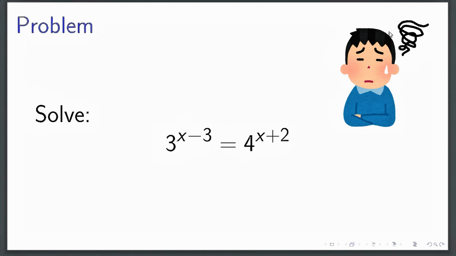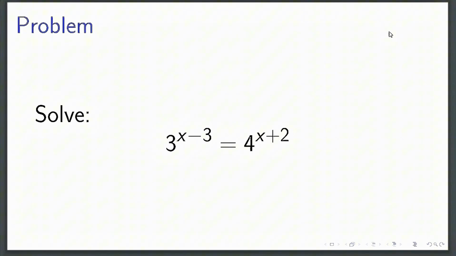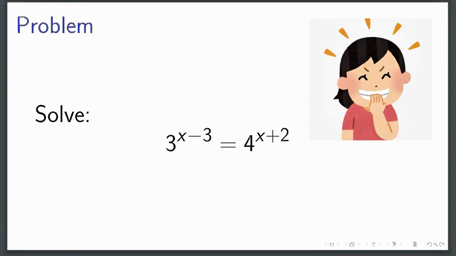This problem looks easy, but most people get it wrong. So we need to find the value of x, and we have the expression that says 3 power x minus 3 will be equal to 4 power x plus 2. So I'm going to solve this problem. I will use two different ways to solve this problem.